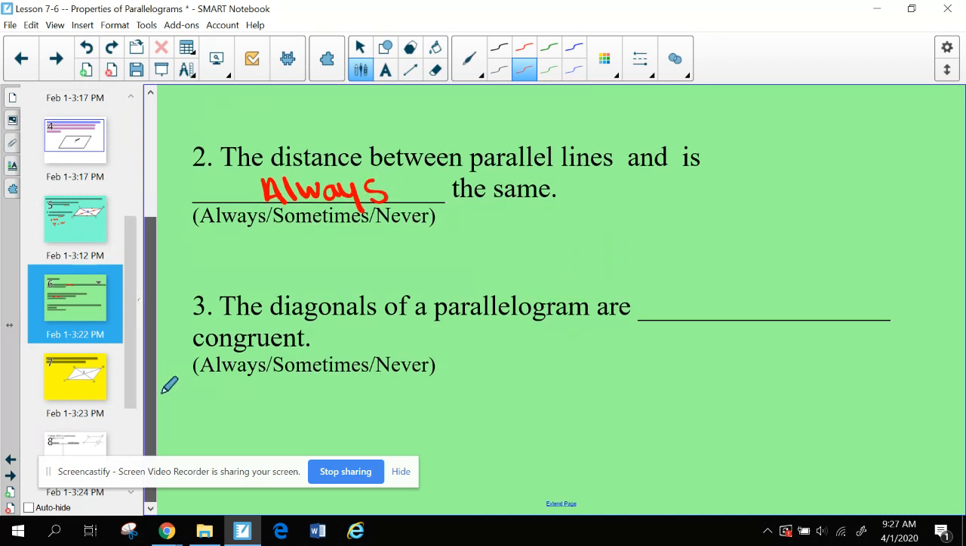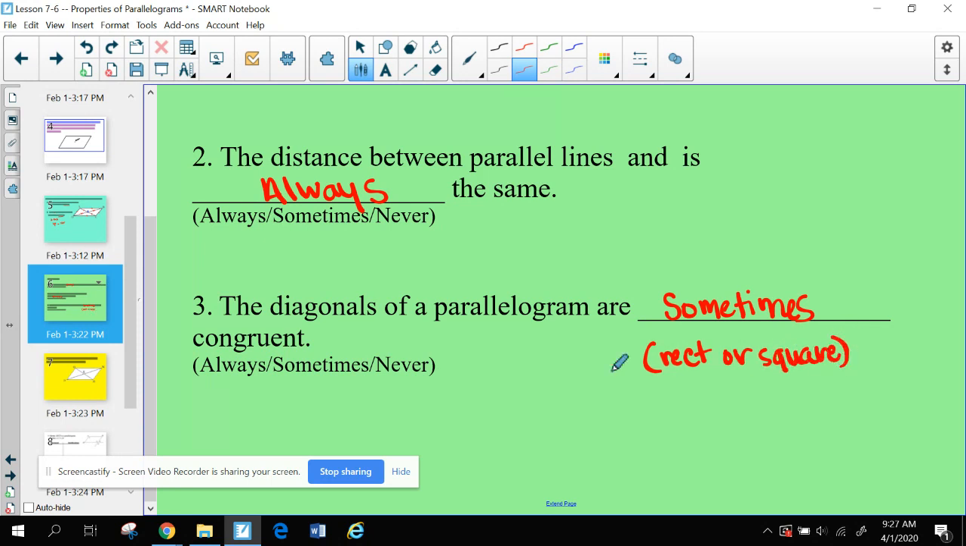And then it says the diagonals of a parallelogram are blank congruent. That would be sometimes. In a regular parallelogram, they aren't. But if we look specifically at a rectangle or a square, then we know that the diagonals are going to be congruent. So we would put sometimes for that.